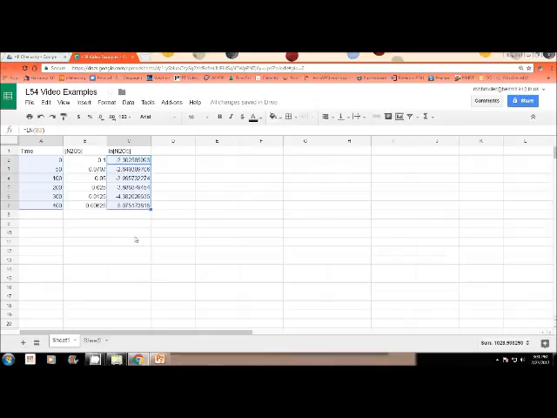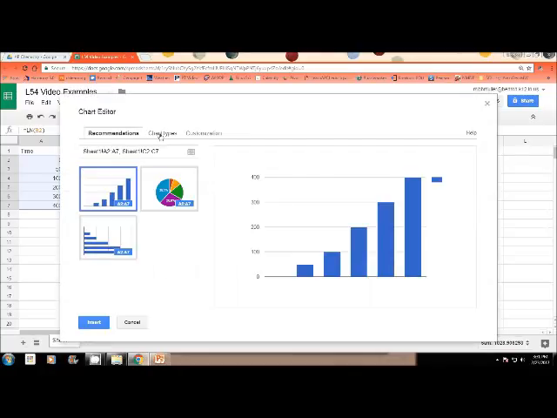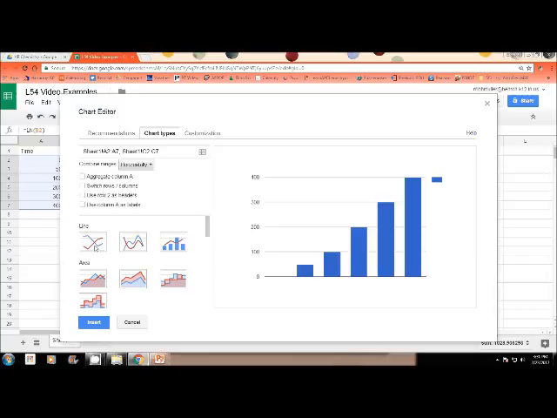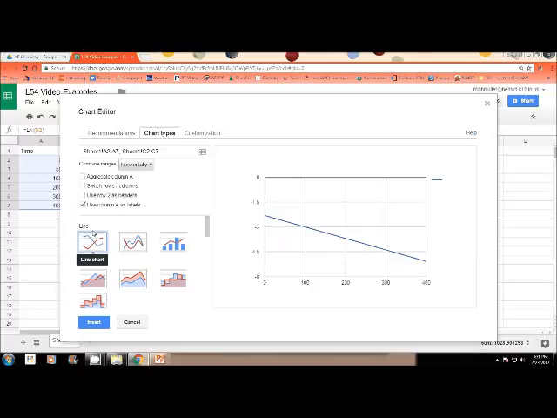When you are graphing, make sure that you highlight column A first, and then hit control and highlight column C, and then you go into insert chart, so that's how you insert the chart. Then go to chart types, click on line, because we want a line graph here to see that it's linear, and then say using column A as labels.